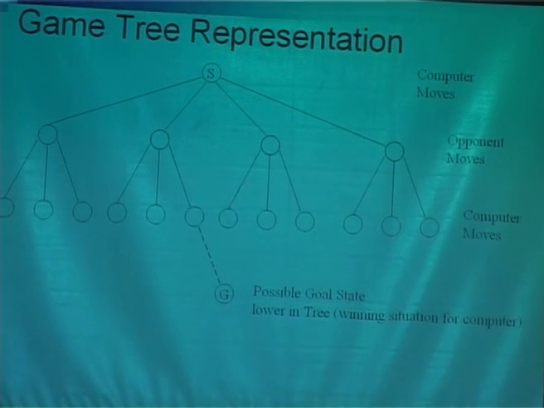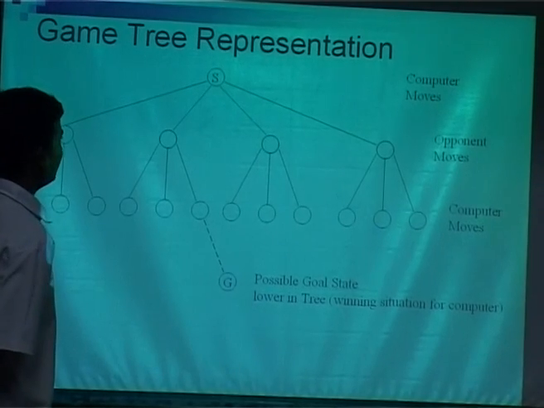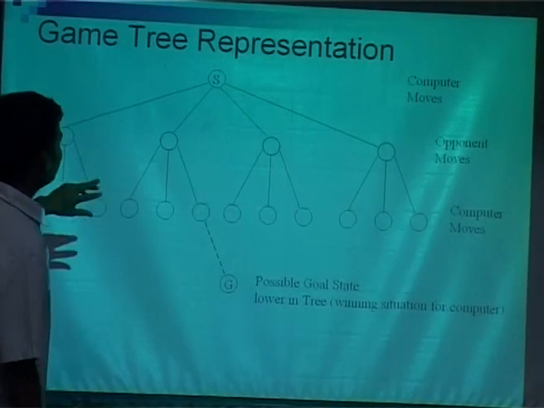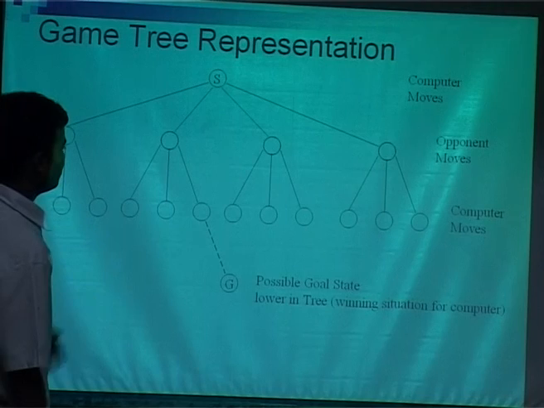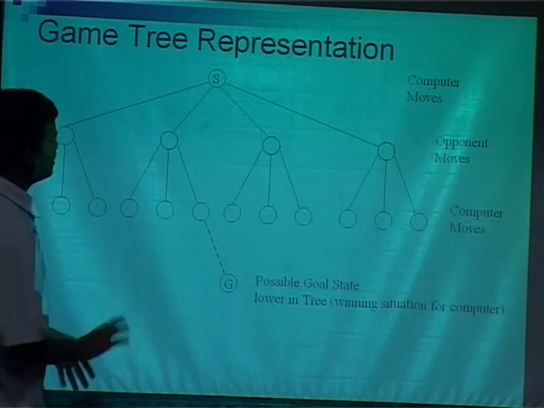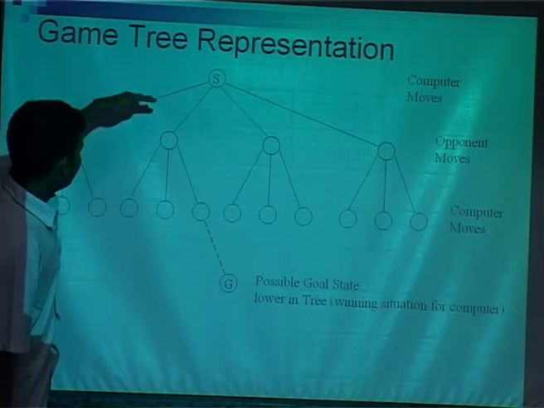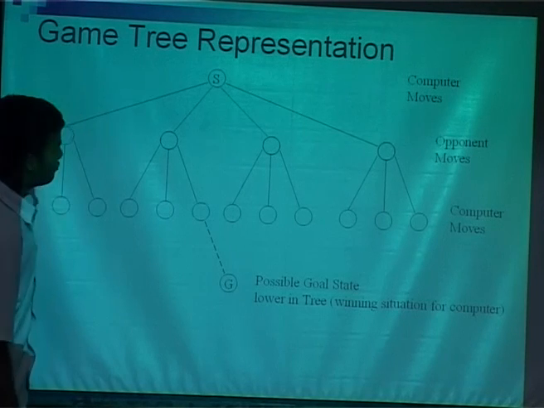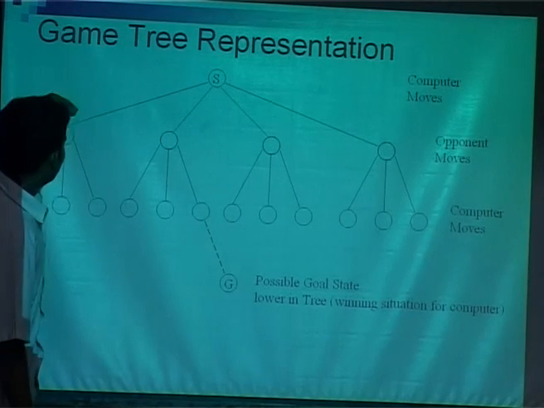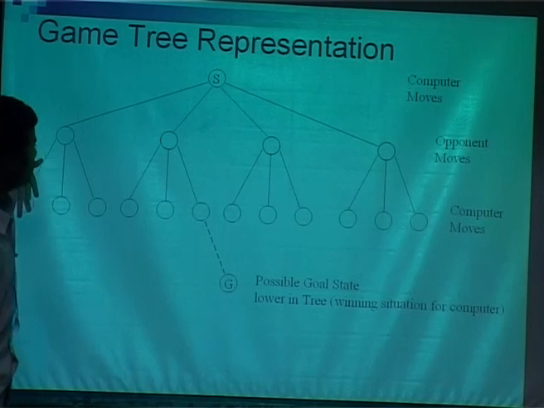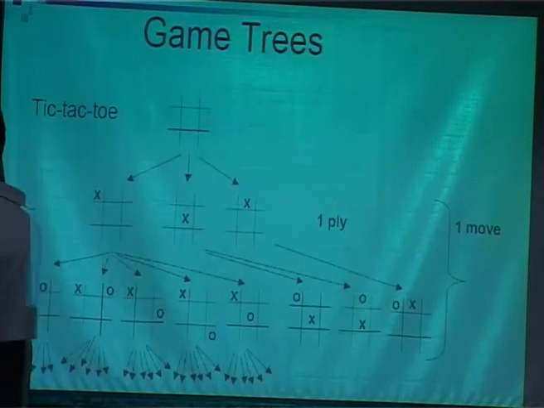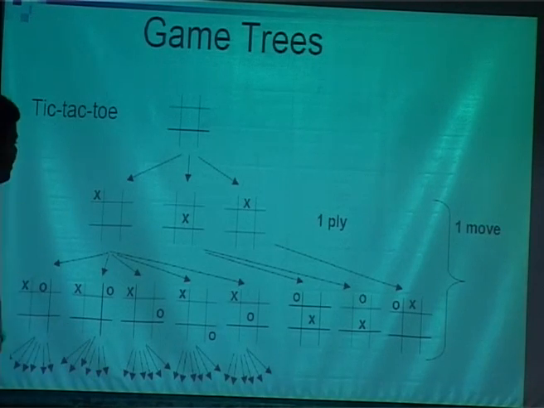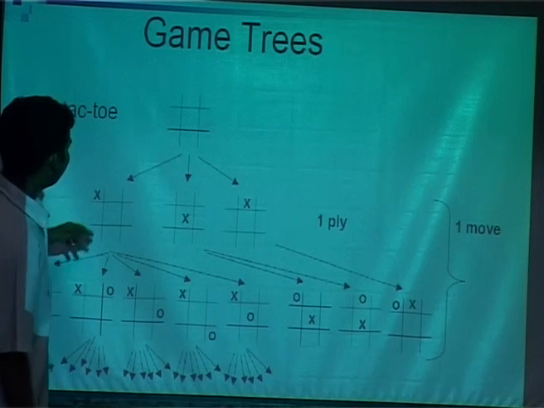Here is how game trees are made. This is for a two-player game: one is the computer, one is the opponent or user. This can be changed anywhere. This is the first ply of a move. One move is made of two plies. In this slide it is clear.